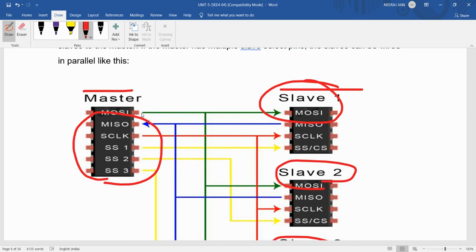How have we done this? First we have made the connection from master to slave line, and then slave to master line. Then there is a clock, which is the clock signal.